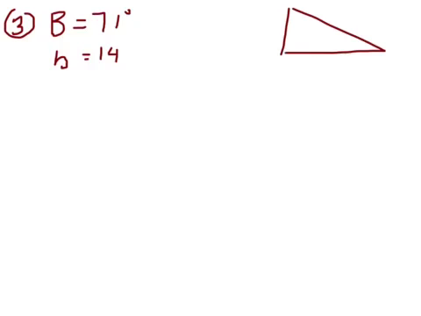So if we look at number 3, for instance, you've got angle B is 71 degrees, and side b, the side across from it, is 14. They're still using that same drawing. So we'll go B, C, A. This will be little a, little c, little b. So if I know that this angle up here is 71 degrees, I know the side opposite is 14.